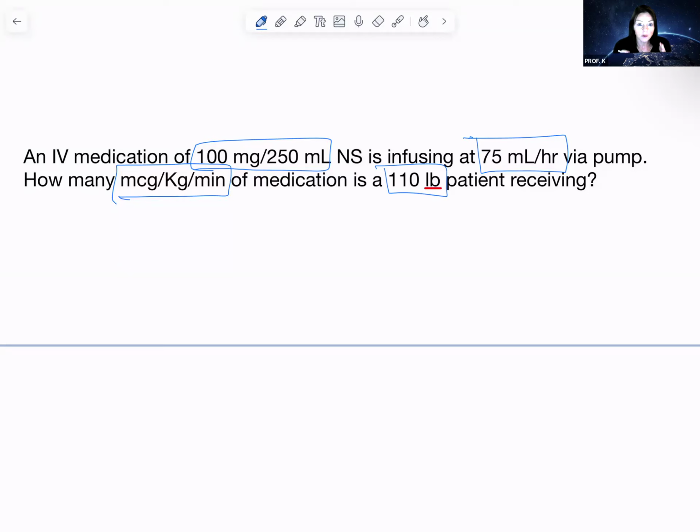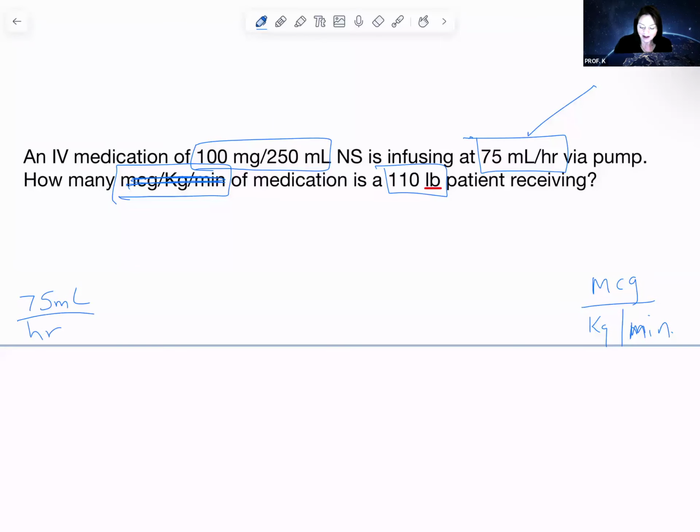So if I know what my wanted is, how many micrograms, and it's a three-factor, we always write it the same: per kilogram per minute, strength, weight, time. That means in my numerator, I need micrograms. In my denominator, I need kilograms and minutes. So I know what I'm solving for. Where do I start? I'm always going to start with my volume over time because that's what's running. That's the doctor's order, running at 75 milliliters an hour. So I'm going to start with 75 milliliters an hour.